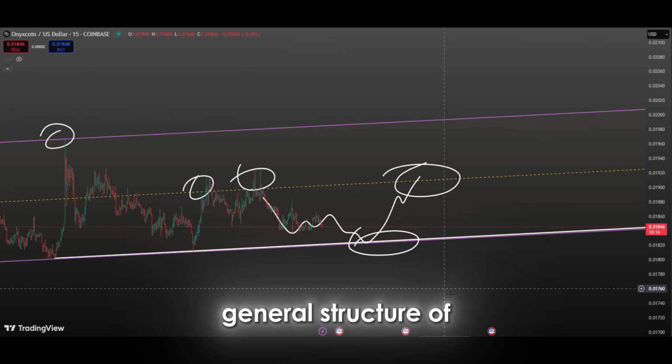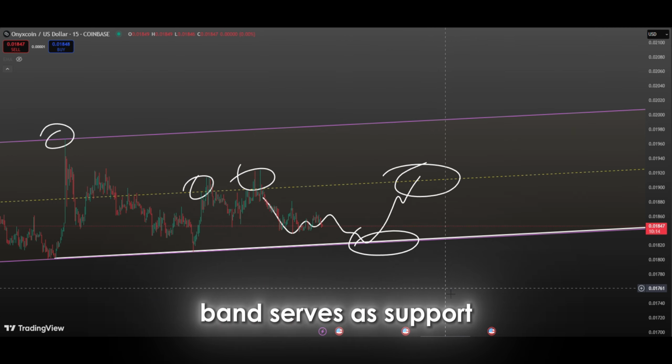Looking at the general structure of the channel, the upper band acts as resistance, while the lower band serves as support.